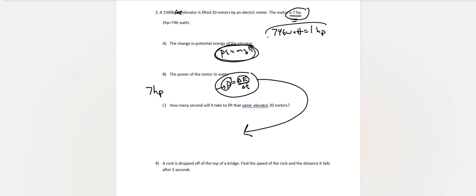I'm sorry, I did mess something up here. I'm going to just fix this. What I just described is how you do part C. For part B, where it says what is the power in watts, just take the 7 horsepower and use this as a conversion factor to calculate it in watts. And then everything I said about the first part B is going to be good down here.